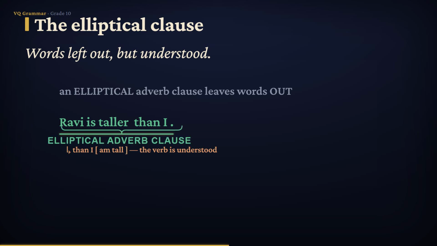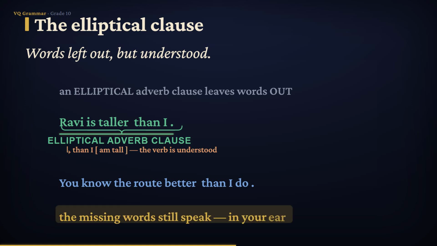When words are so clearly understood that we simply leave them out, we call the result an elliptical adverb clause. Here's another. You know the route better than I do. Nothing is truly missing in meaning. The understood words are quietly doing their work anyway. So here's a quick trick. Mentally finish the clause. If the sentence still makes perfect sense, you have found an elliptical adverb clause.